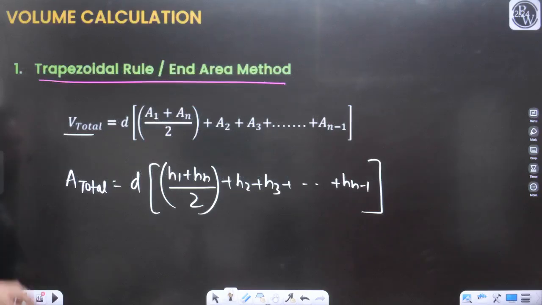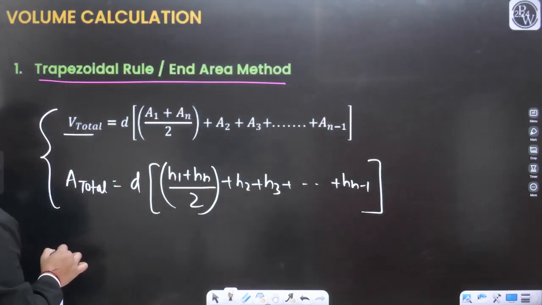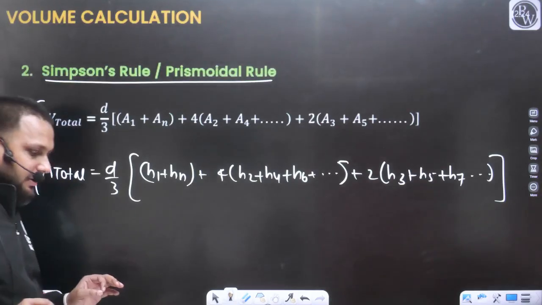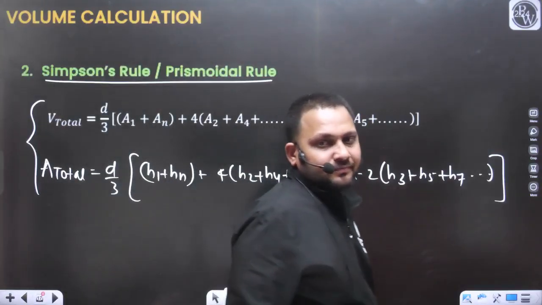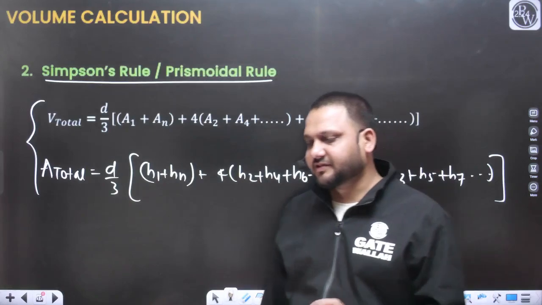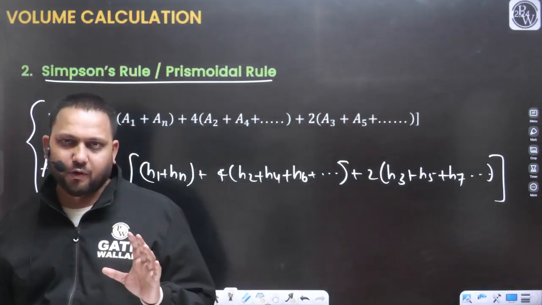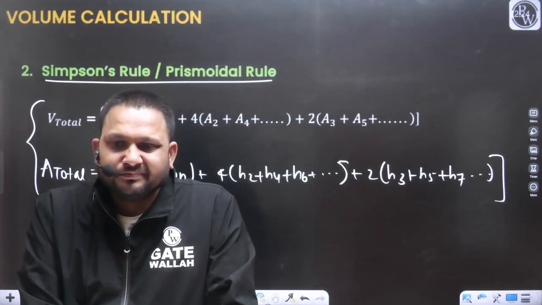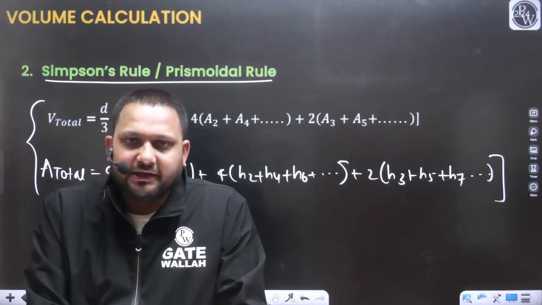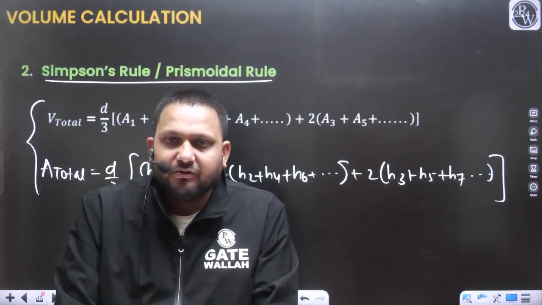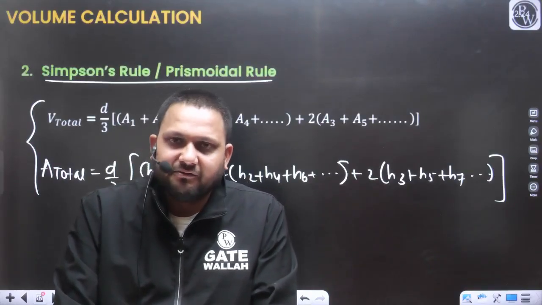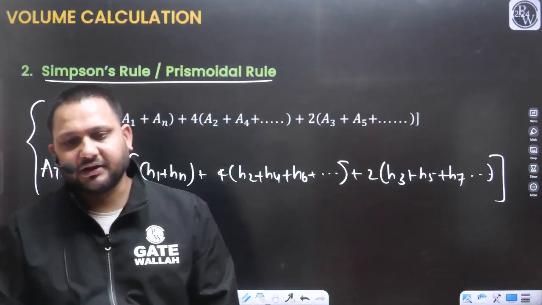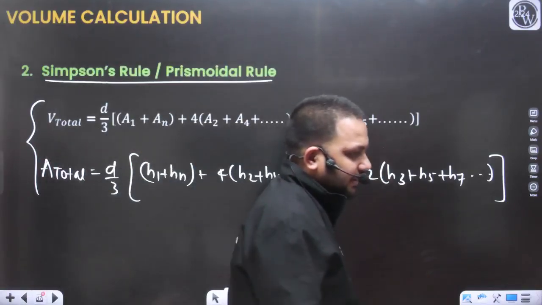Only these 4 formulas are important from your GATE exam point of view: calculation of area and volume. If I conclude this chapter, only these 4 formulas are important. You will get direct formula based problems from this chapter. So you should know how we can calculate the area and the volume with the help of the trapezoidal method and the Simpson's method. This was the conceptual part related to the calculation of area and volume that you should know in this chapter.